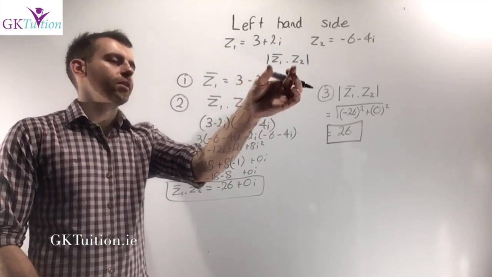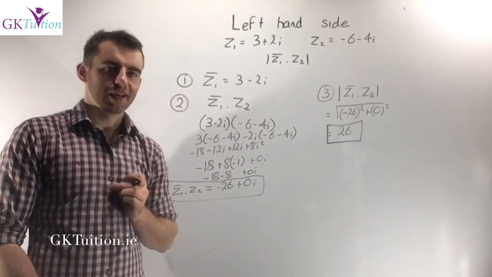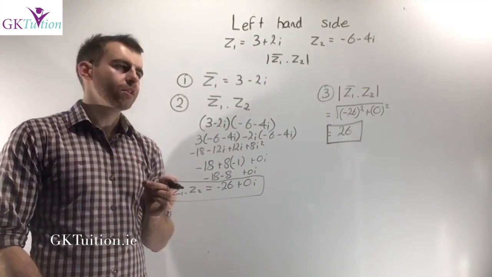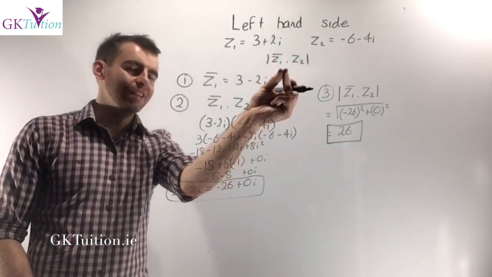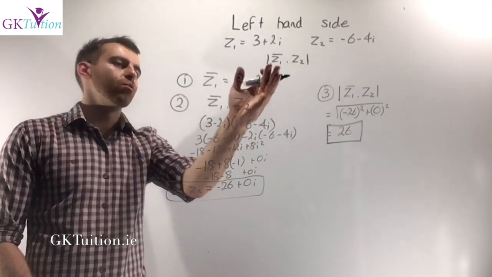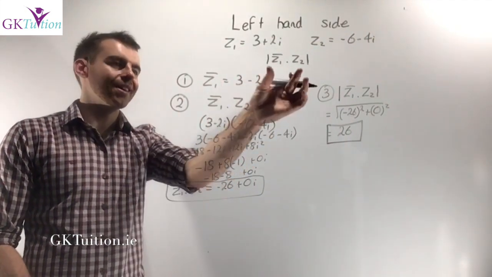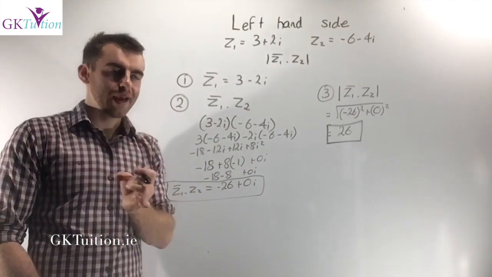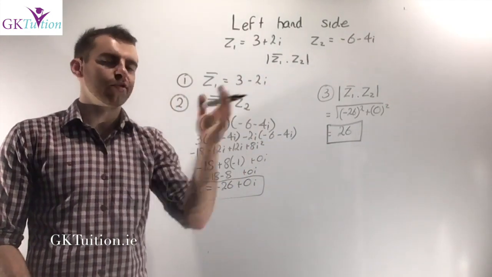I've been asked to find the modulus of the conjugate of Z1 multiplied by Z2. So the first thing you need to do is work out what's inside the modulus signs. You need to work out what the conjugate of Z1 multiplied by Z2 is. You get that as a complex number and then you get the modulus of that. So I've labelled my steps as 1, 2 and 3 here.